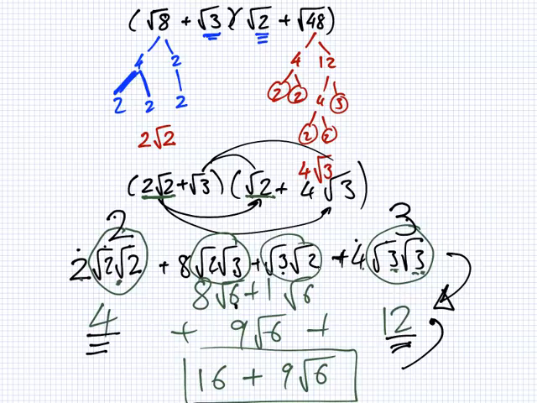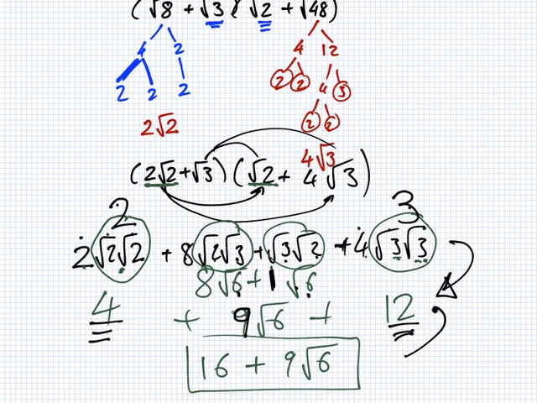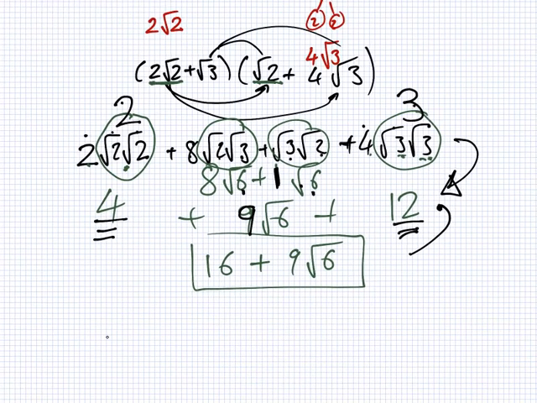Root 3 by root 2 is root 6. And I just wrote a 1 here to make it clearer. I have 1 of these, but I have 8 of these. So in total I have 9 of them. Does that make sense? Can I scroll down a bit, like here?